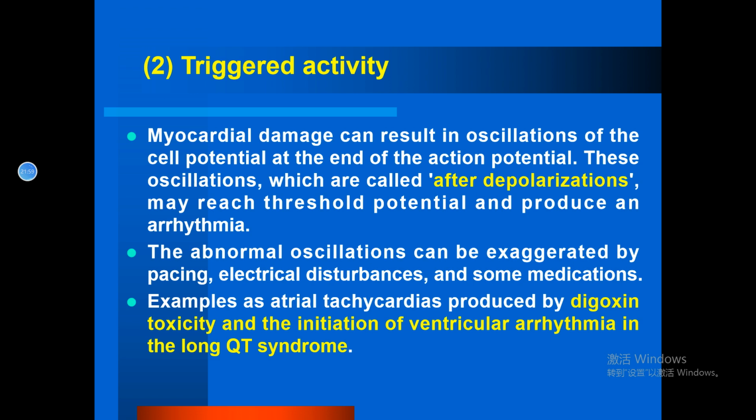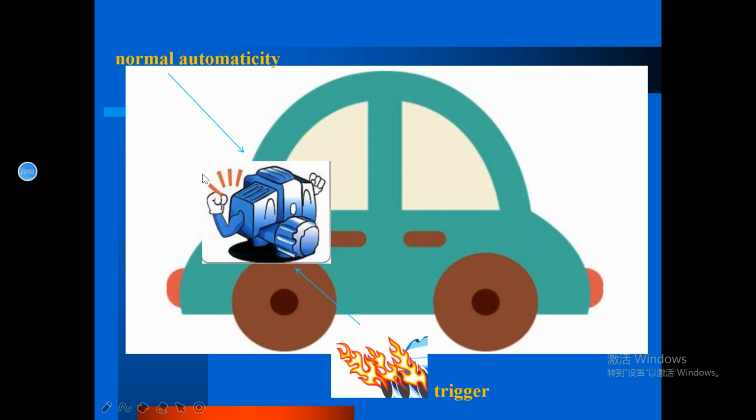So how can we interpret this statement? Okay, we all know there is a car here. It only has one engine, right? It only has one engine. Okay, it's a normal automaticity. There is no other engine but one engine. This engine is normal, but we took notice that there is a trigger here. What is a trigger? It has a fire. A fire can accelerate the working speed of the normal engine. So it can accelerate the car. You understand that?